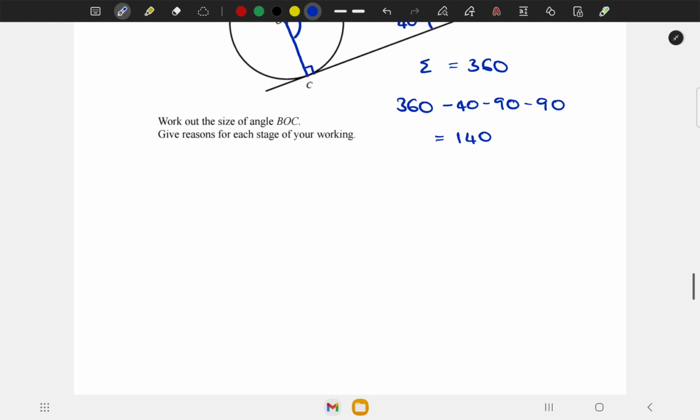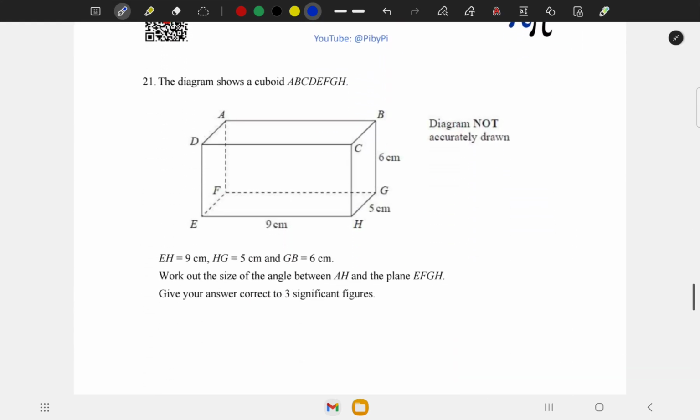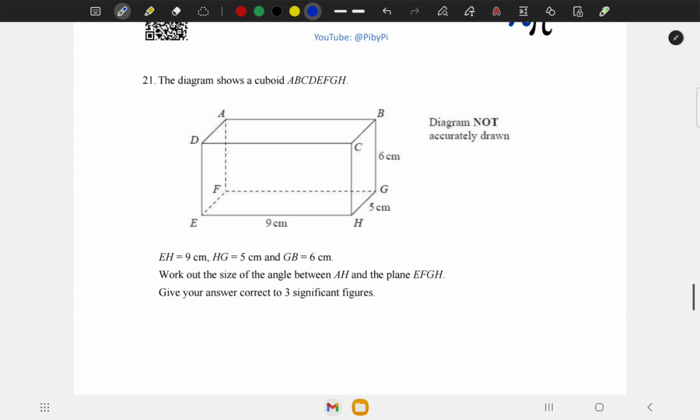Okay, moving on to the next question. The diagram shows a cuboid ABCDEFGH, whereby EH is 9 centimeters, HG is 5 centimeters, GB is 6 centimeters. They're all marked for us. Work out the size of the angle between AH and the plane EFGH. So I'm going to just connect my A to H, so I'm just going to form my right angle triangle over here and mark in the angle that they've asked me to look for. So I'm looking for this particular angle.